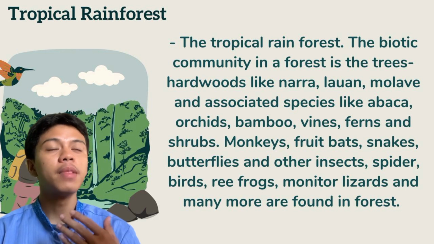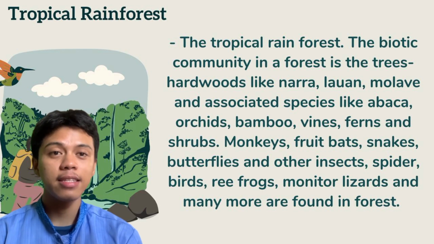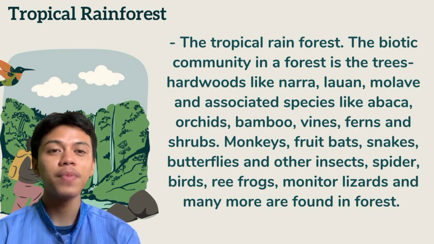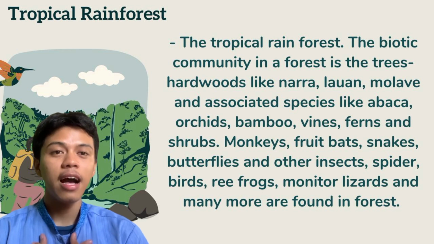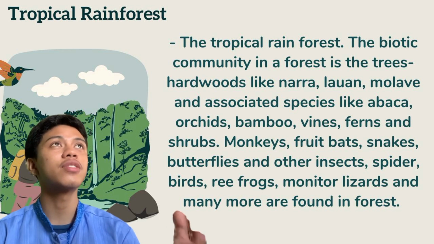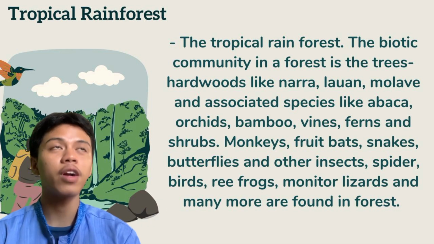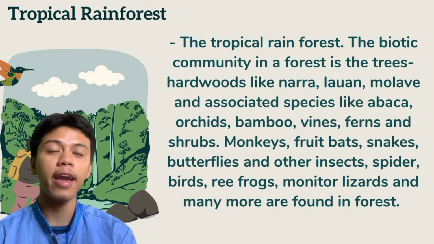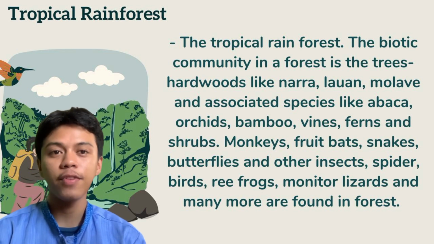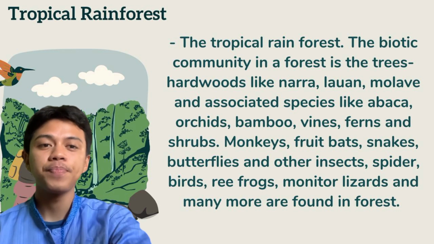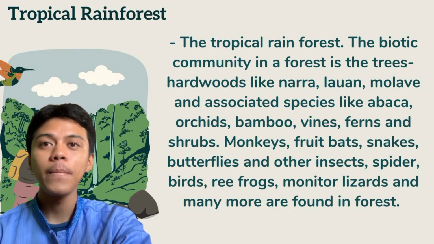Those living things living in the tropical rainforest depend on the non-living things for them to be able to survive. Kagaya rin natin, humans, we depend on the non-living things such as the heat, the sunlight. We need the sunlight para magkaroon tayo ng energy or vitamins. Kailangan din natin ng air or yung hangin dahil hindi din tayo mabubuhay kung walang air or hangin. We need also the water for us to be able to survive. So that's the interactions between the non-living things and living things in the tropical rainforest.